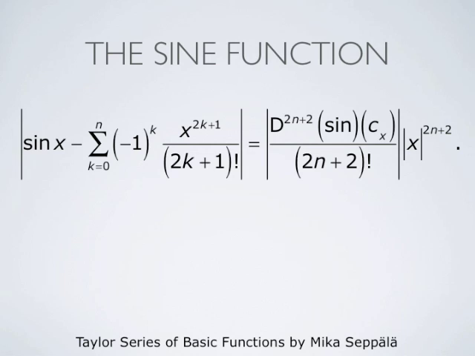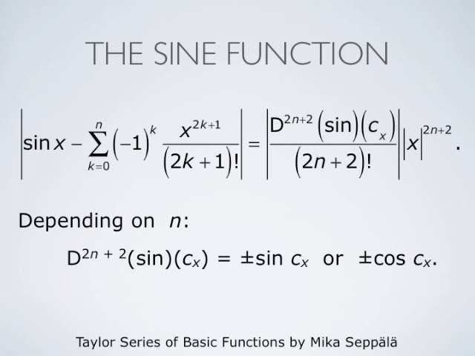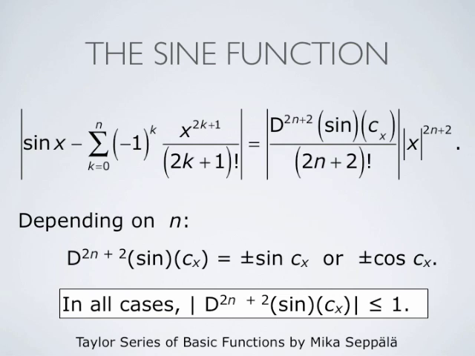Now in this estimate we still have to deal with this somewhat complicated expression on the right hand side, and we observe that depending on n, the (2n+2)th derivative of sine is either plus or minus sine or plus or minus cosine. Its value at the point c of x is therefore either plus or minus sine at c of x or plus or minus cosine at c of x. In all cases, this value is of absolute value at most 1.